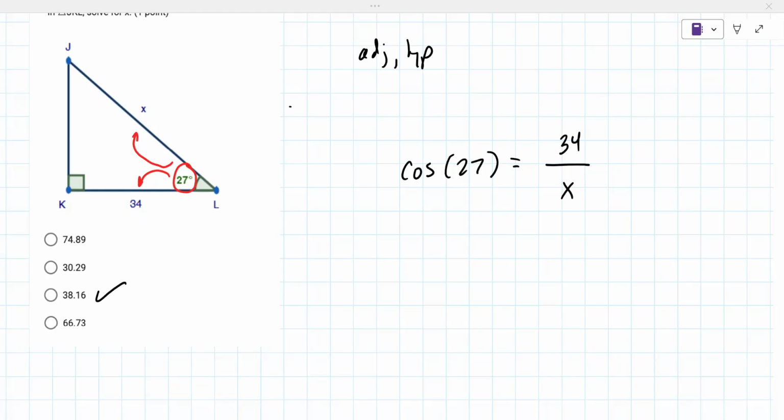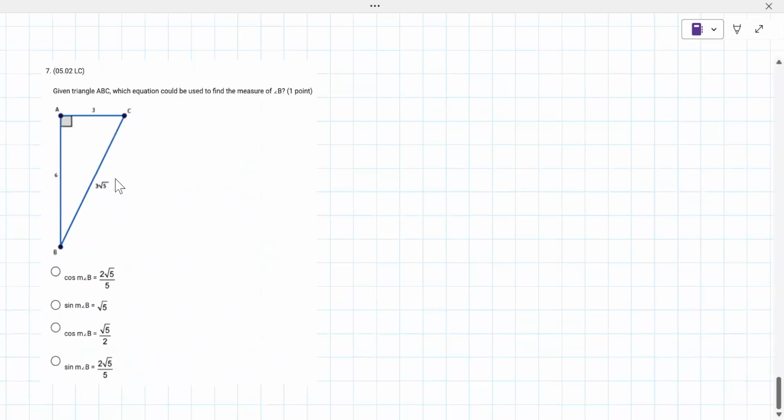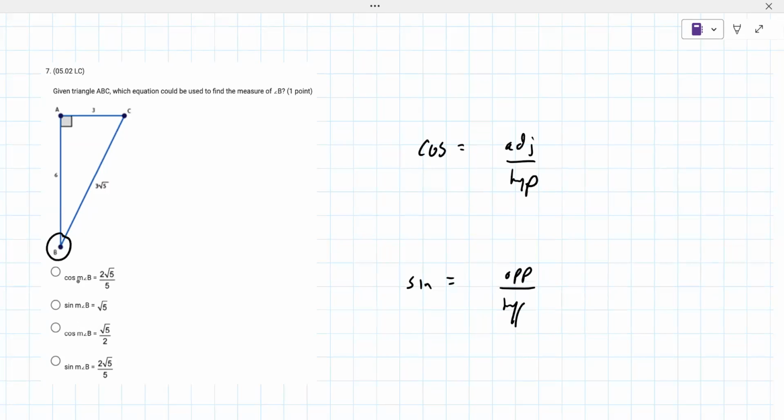All right, so you dropped another one in the chat here. Given triangle ABC, which equation could be used to find the measure of angle B? So angle B is down here at the bottom. And you have to decide which of these is correct, basically. For cosine, as you know, cosine is adjacent over hypotenuse. Sine is opposite over hypotenuse.